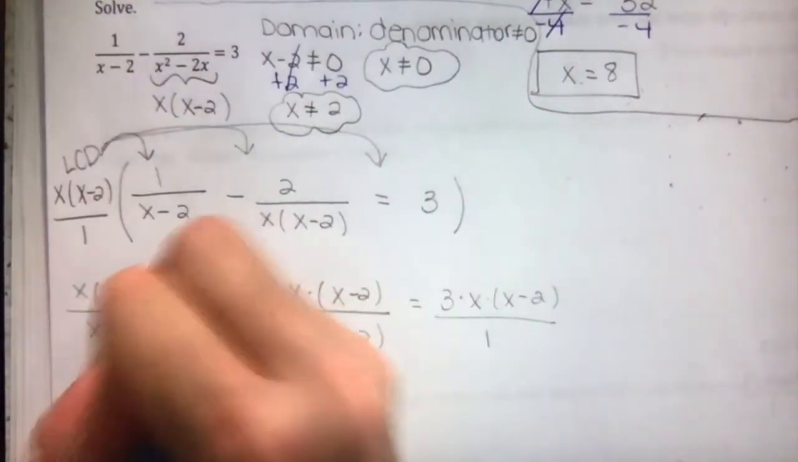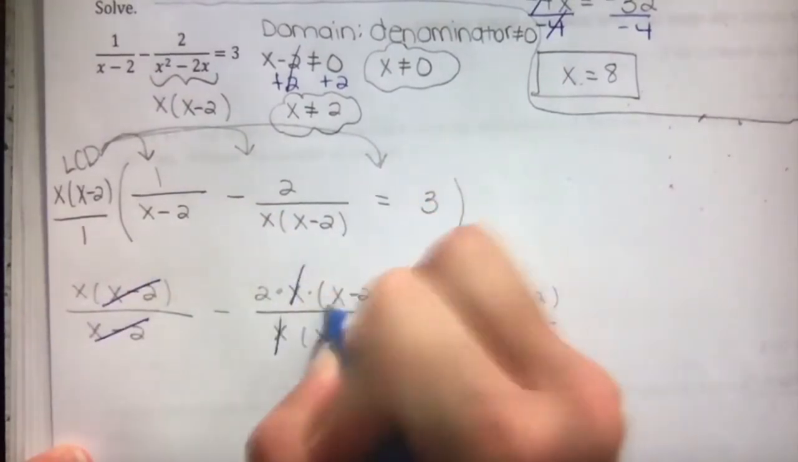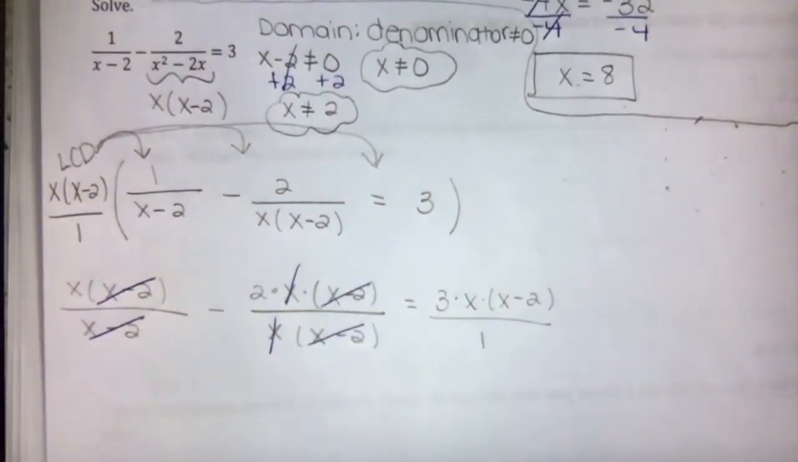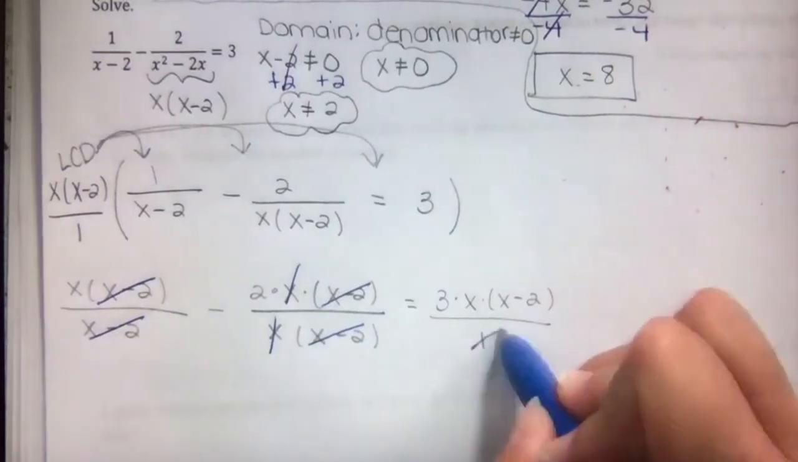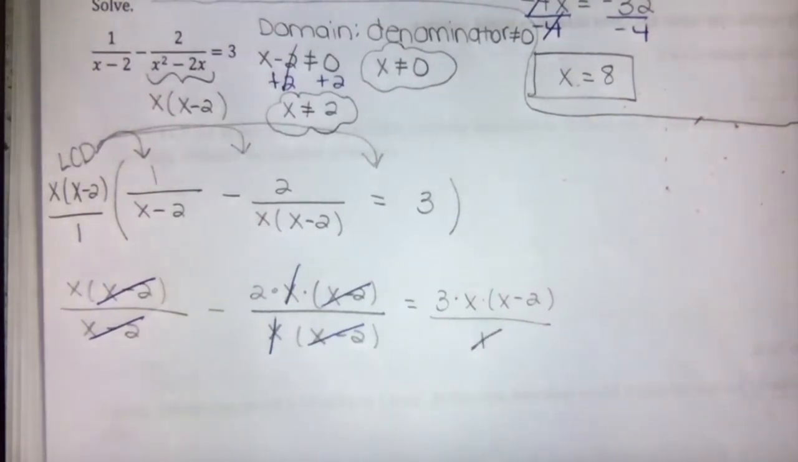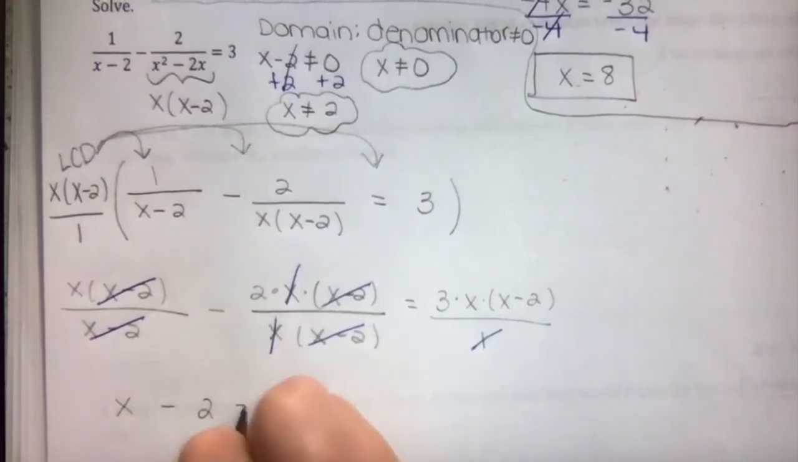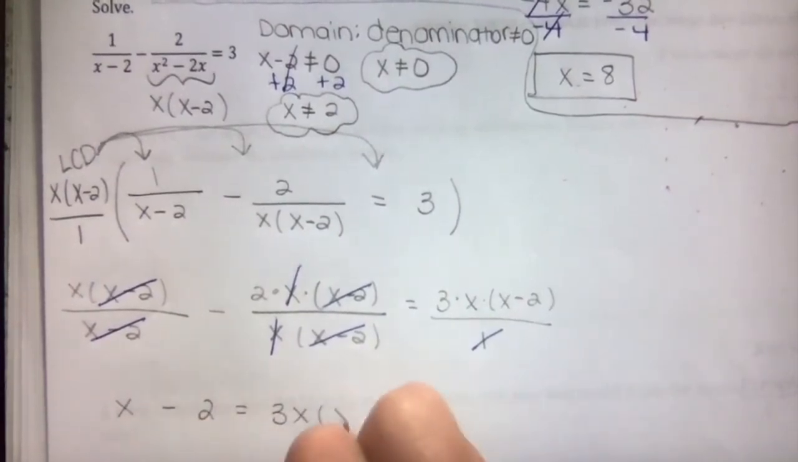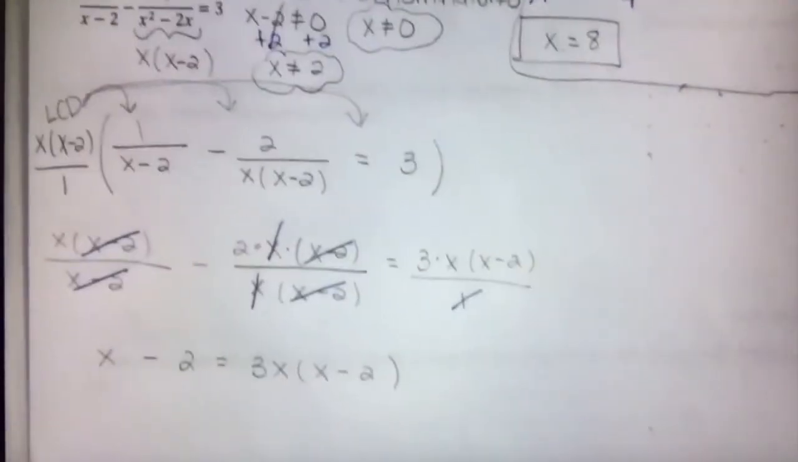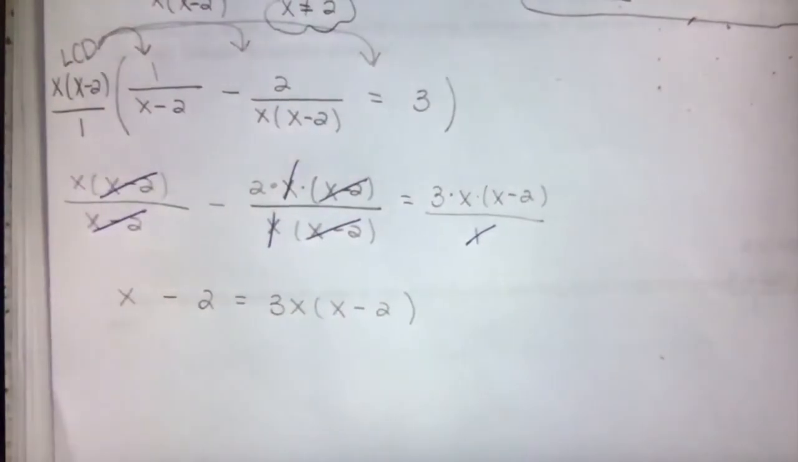So whenever we cancel everything out, our fractions should go away. Our first fraction, the x - 2s cancel. Our second fraction, x and x - 2 cancel. Our third fraction is over 1, so there's really nothing even on the bottom anyways. So we're left with x - 2 equals 3x times (x - 2). So we now have a single line equation that we could solve like normal.